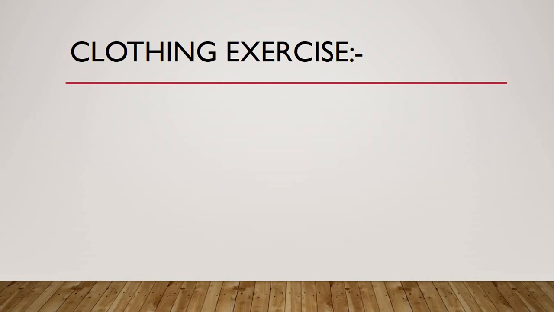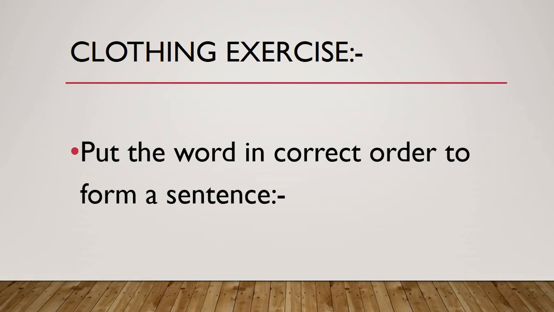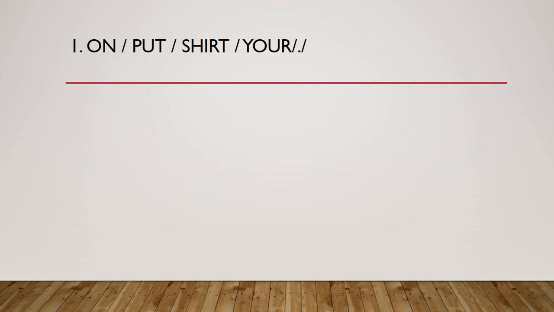Now clothing exercise. Put the words in correct order to form a sentence. Now these are kind of jumbled words, but they will be related again to clothing and dressing. So let us see. The first question is: on, put, shirt, your, full stop. Full stop will be there at the end everywhere because a sentence ends with a full stop. Full stop indicates that this is the end of the sentence. So: on, put, shirt, your. I'll give you 2 seconds to form the sentence quickly, and then I'll reveal the answers.